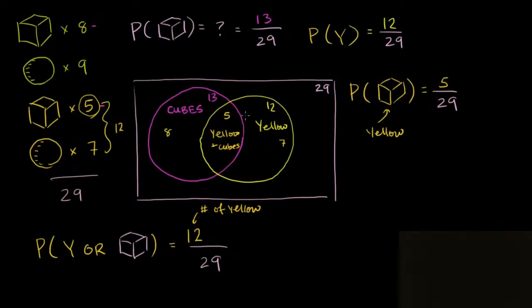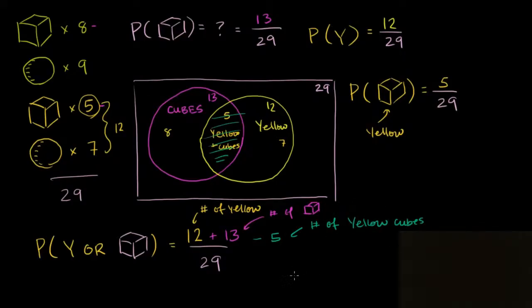So when we counted this 12, the number of yellow, we counted all of this. So we can't just add the number of cubes to it because then we would count this middle part again. So then we have to essentially count the number of cubes, which is 13. And we'll have to subtract out this middle section right over here. So minus 5. So this is the number of yellow cubes.